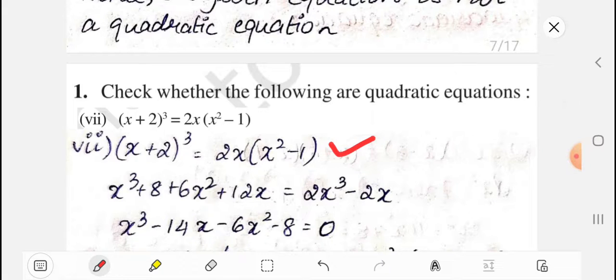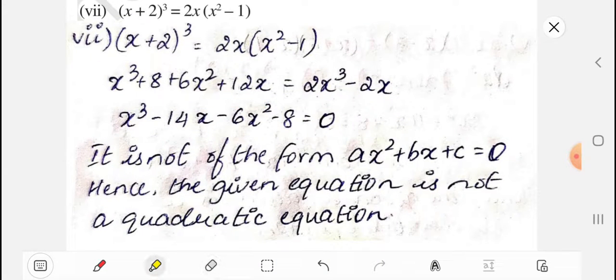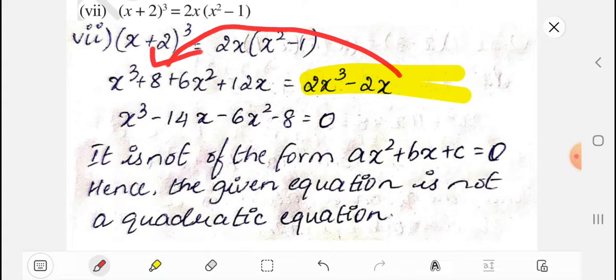For the LHS part, we are all aware of the (a + b) the whole cube identity. It is nothing but a cube plus b cube plus 3a square b plus 3b square a. Use the same identity on the LHS. For the RHS, just remove the brackets. Later, get all the RHS terms onto the LHS. We get this as the expression.